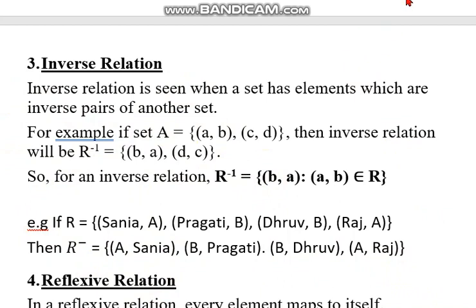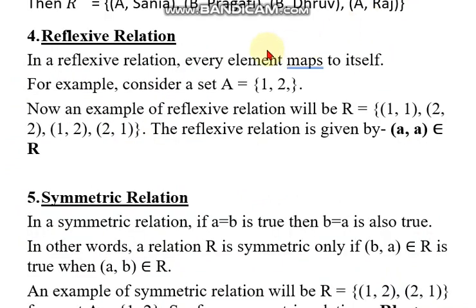Now the next relation is reflexive relation. In a reflexive relation, every element maps to itself. For example, consider a set A = {1, 2}. So if we take A cross A, it will have 4 elements: (1,1), (1,2), (2,1), (2,2). Okay. Now an example of a reflexive relation on this set A will be what? All the pairs R equal to {(1,1), (2,2), (1,2), (2,1)}. Okay. So the reflexive relation is given by (a, a) belongs to R.